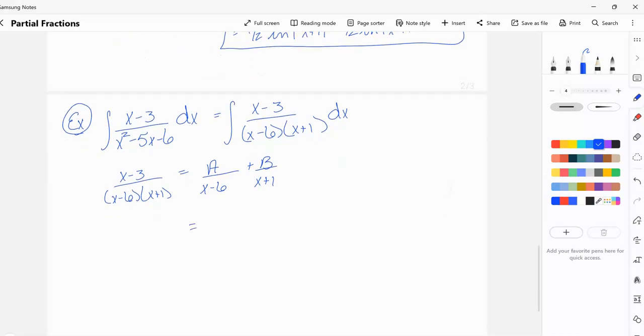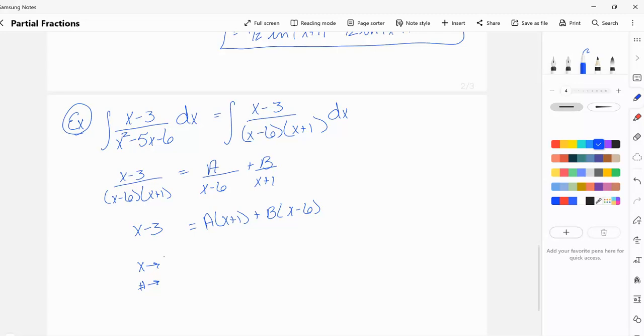Our common denominator would be (x minus 6)(x plus 1). So that first fraction needs an x plus 1 multiplied in. The second fraction needs an x minus 6. For this guy to be equal to this guy, the numerators are going to have to be equal once I find that common denominator on the right. So we're going to look at x's. We're going to look at numbers.